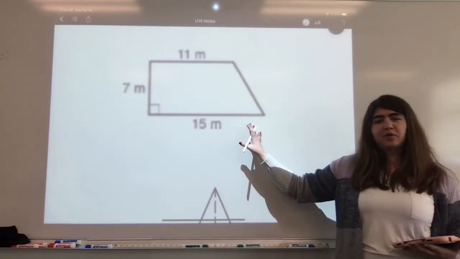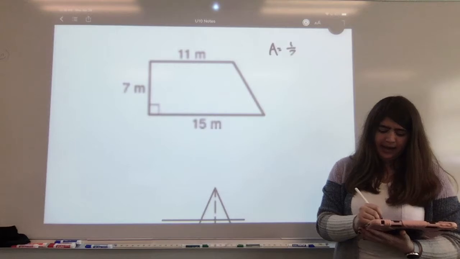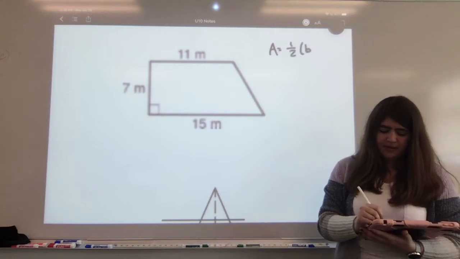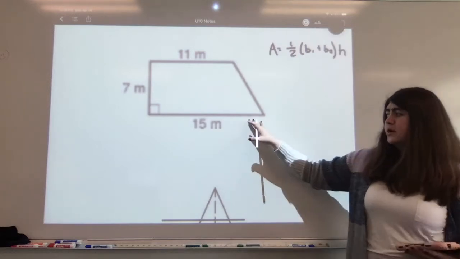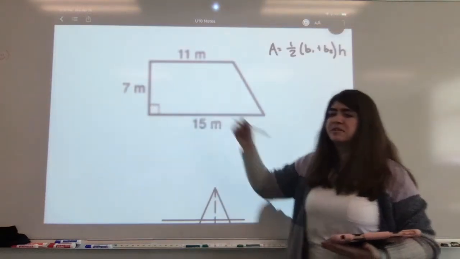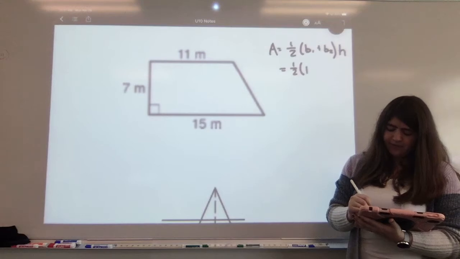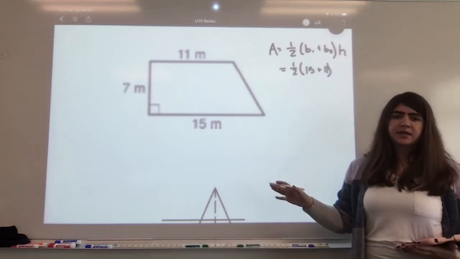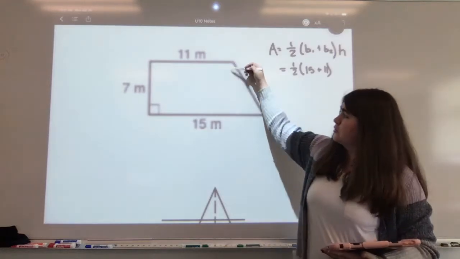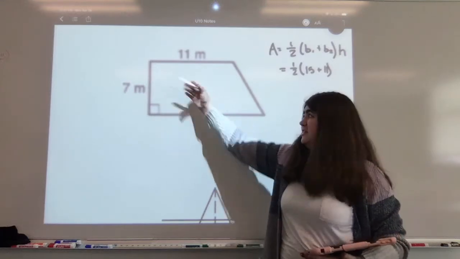Next I have this trapezoid here. The formula for the area of a trapezoid is 1/2 times our bases added together times the height. So in this shape, I'm given one base as 15, a second base as 11. So I have 1/2 times 15 plus 11. Then we multiply that by the height. Now, sometimes the height is going to go through the middle of the shape, but in this case, we have a right angle over here. So our height is just going to be this side, which is 7.